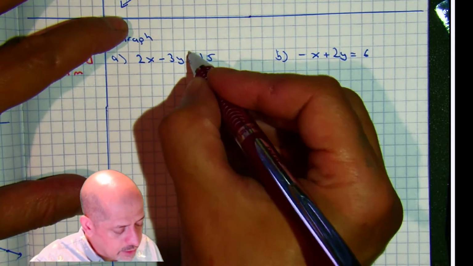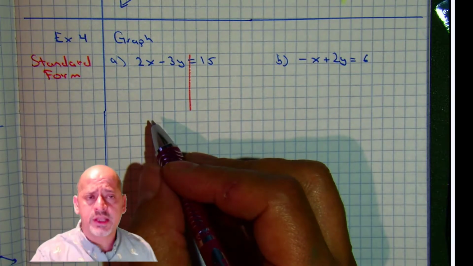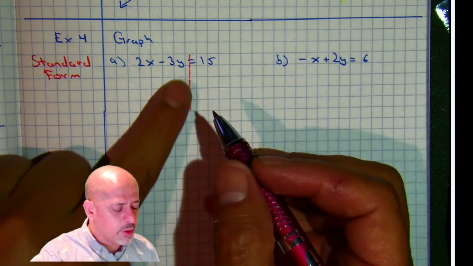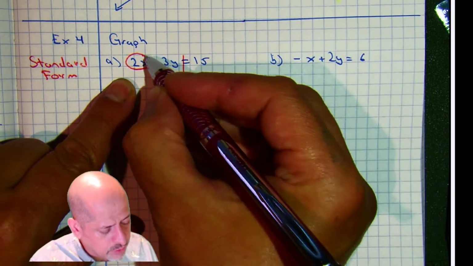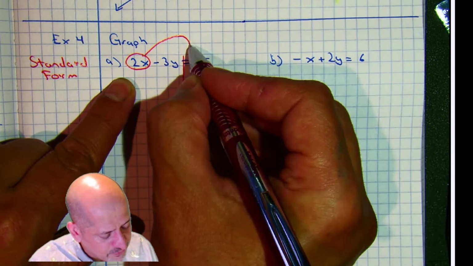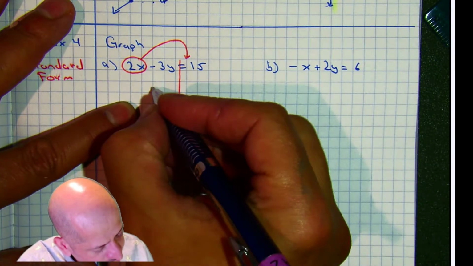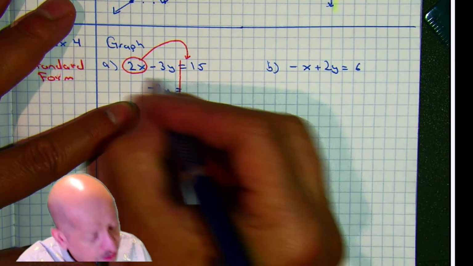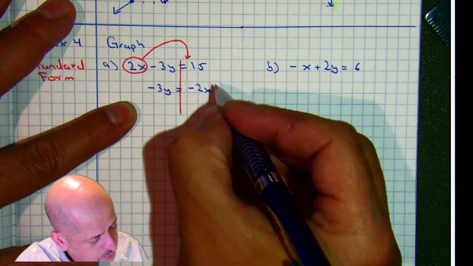So I'm going to draw the line. And to solve for y is a very quick process, just 2 steps. I need to leave the y by itself, so therefore I'm moving the 2x to the right, right after the equal sign. So therefore I have negative 3y equals negative 2x plus 15.